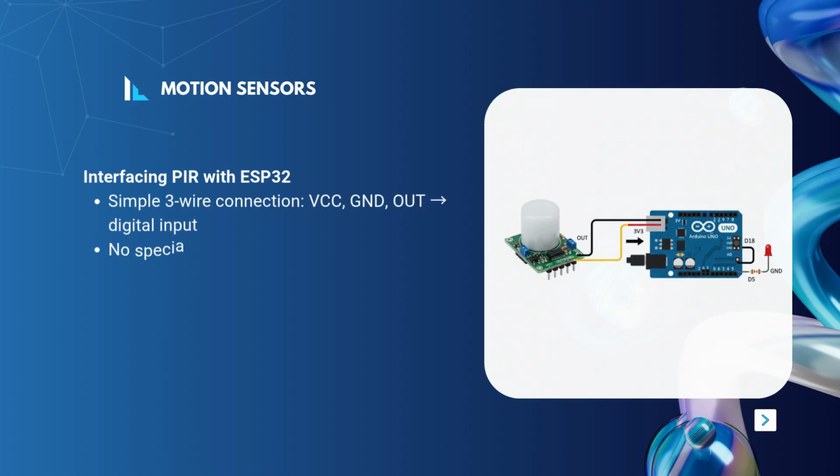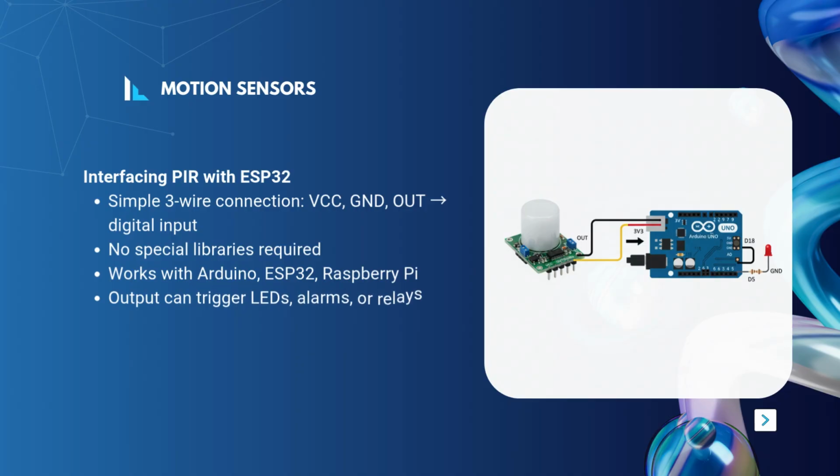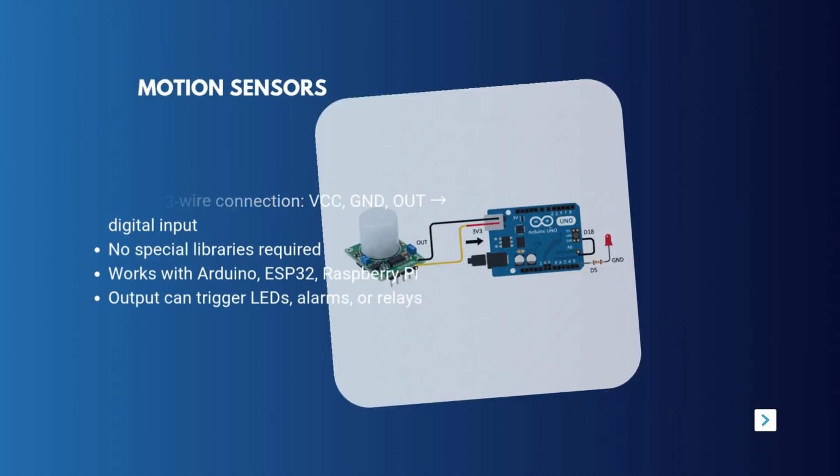To interface a PIR sensor, we connect VCC, GND, and the out pin to a digital input on the microcontroller. The beauty of PIR sensors is their simplicity. No complex libraries are needed. Most PIR modules, like the HC-SR501, even allow us to adjust sensitivity and delay using onboard knobs.